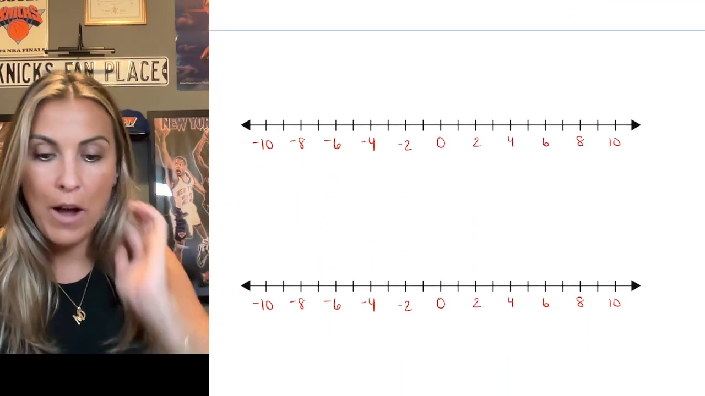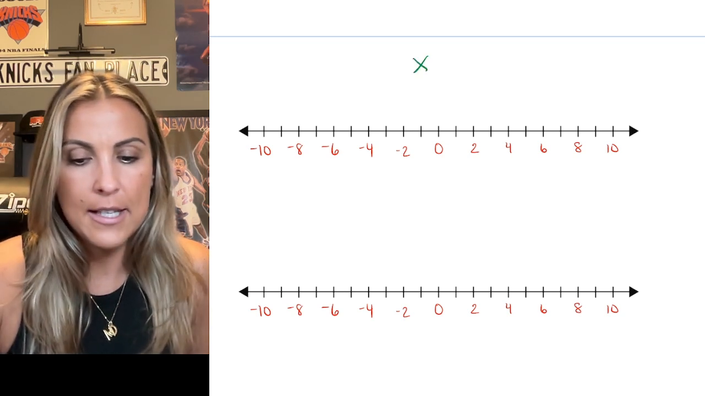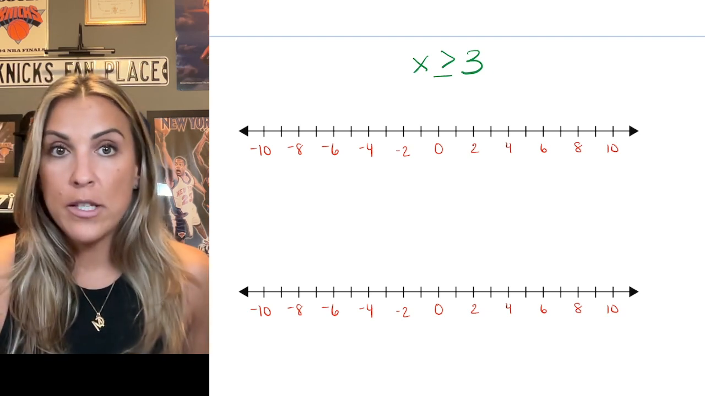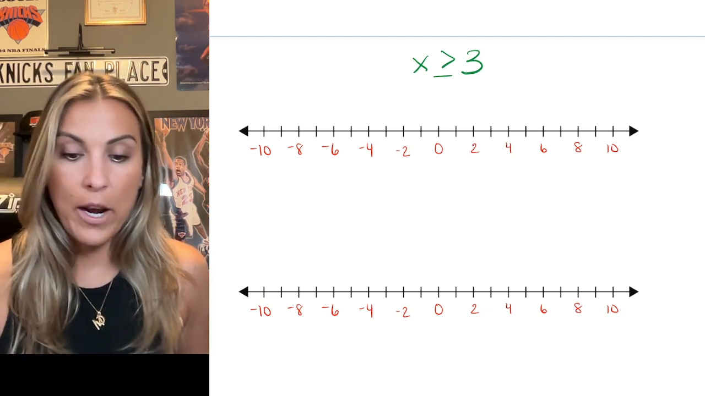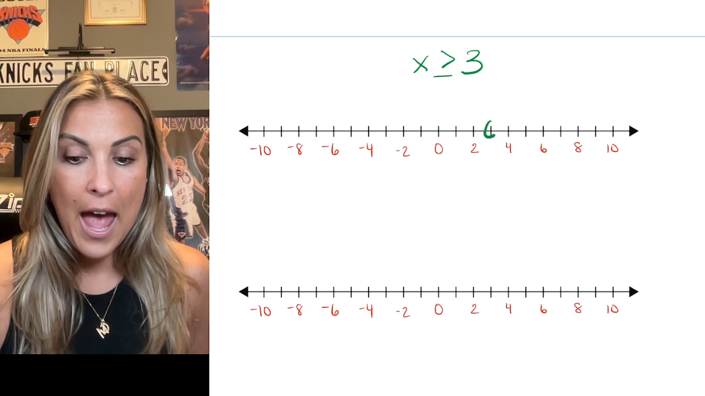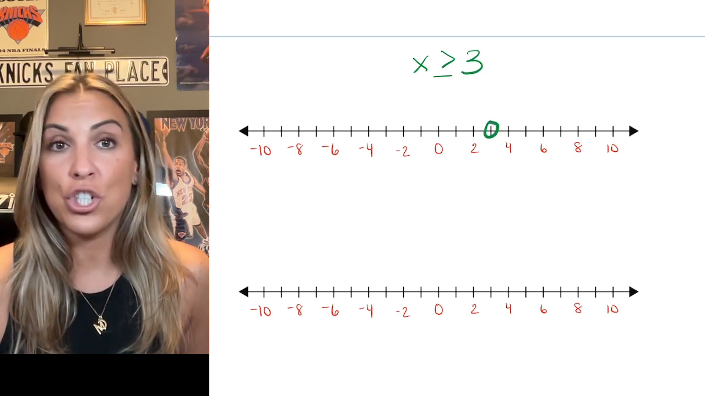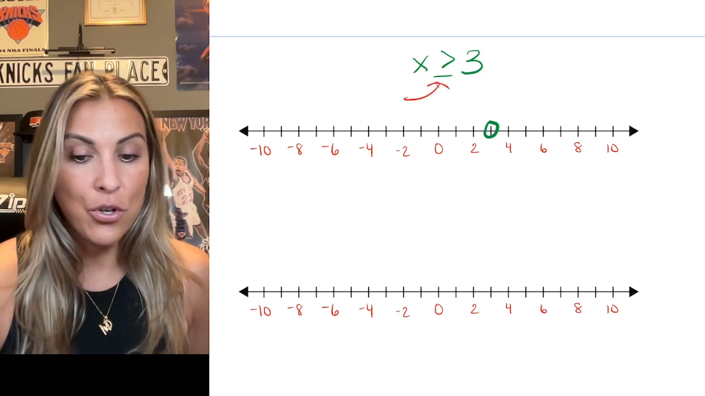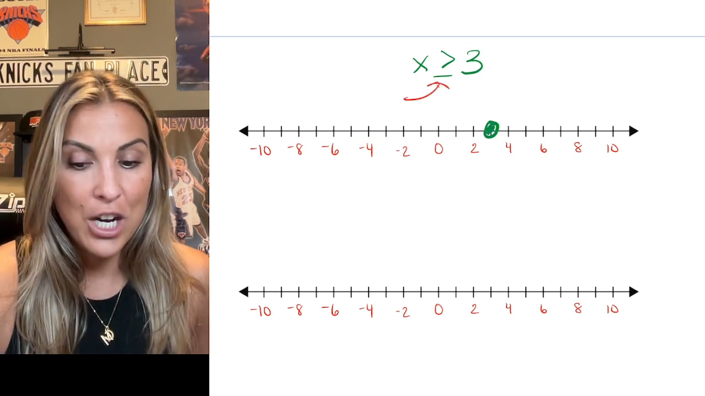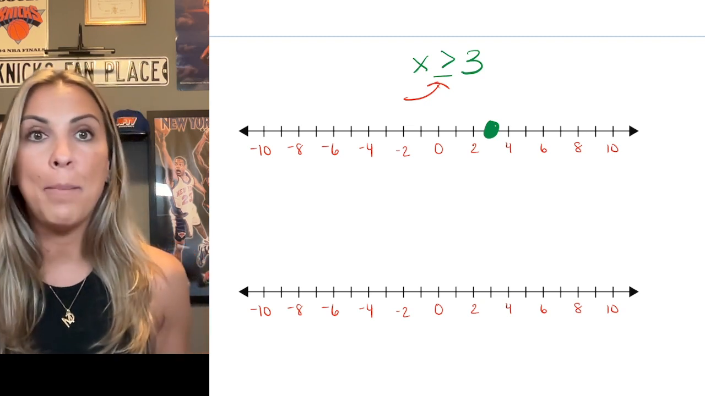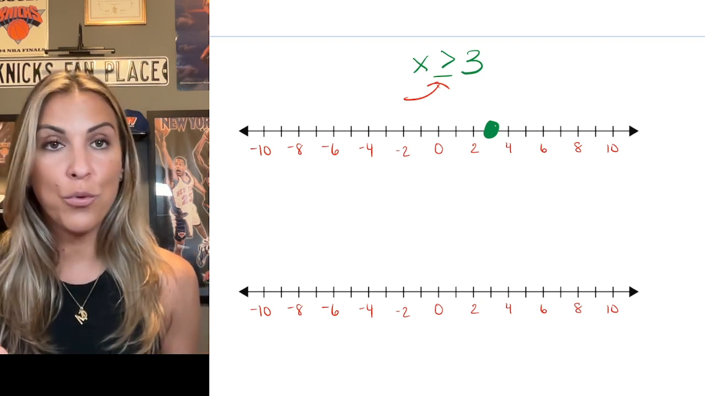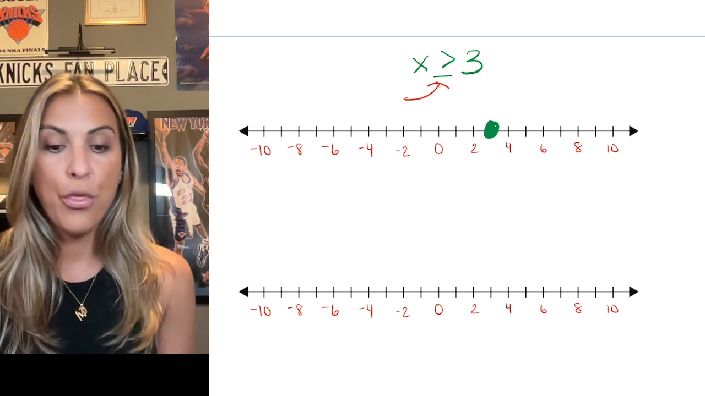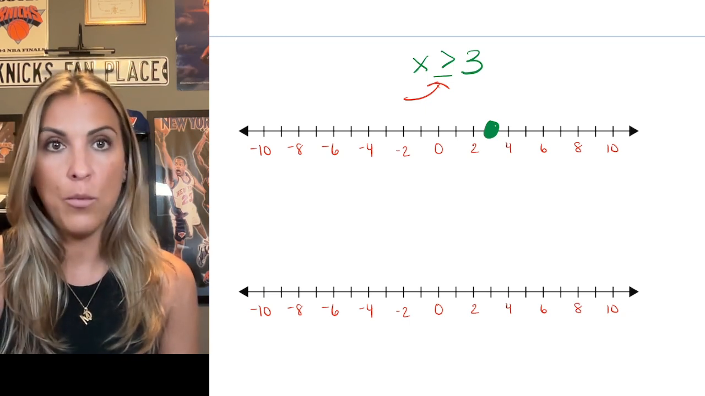So if I wanted to graph, let's say, well, let's start with that example. X is greater than or equal to 3. I know I have to start by going to the number 3, but I have to make an important decision. When I go to 3, I have to decide, am I going to put an open circle or a shaded circle on the number 3? Well, because my inequality has that underline there, that tells me that I'm going to shade in the circle at 3. Why? Because that shade is going to show me that 3 is included in my solution set. 3 is part of the answer here because 3 is greater than or equal to 3, all right?